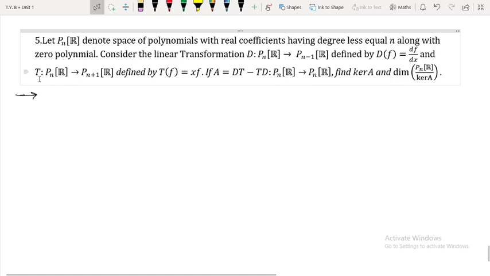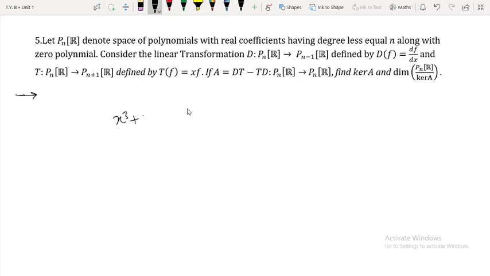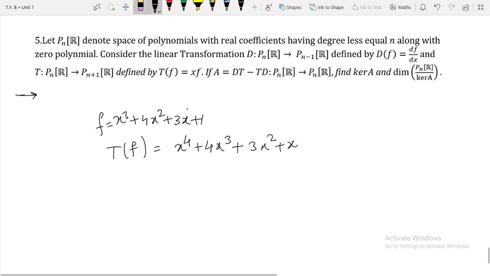Another linear transformation is given, that is T from Pn of r to now Pn plus 1 of r. Why Pn plus 1? Because see how T is defined. If we operate T on a certain polynomial, it is multiplied by what? X. For example, if you have x cube plus 4x square plus 3x plus 1 and I operate T on it, T of f will be x raised to 4 plus 4x cube plus 3x square plus x. In this way T is defined.